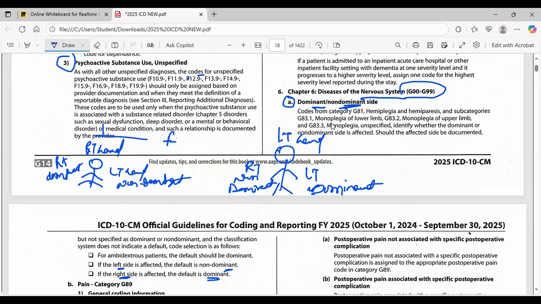For an ambidextrous patient, ambidextrous means the patient is able to use both sides, so we treat the right side as dominant as well as the left side as dominant. If the patient is ambidextrous, we use the dominant code only. We will not use the non-dominant code. And if the documentation does not specify the dominant side, then the right side is dominant and the left side is non-dominant.